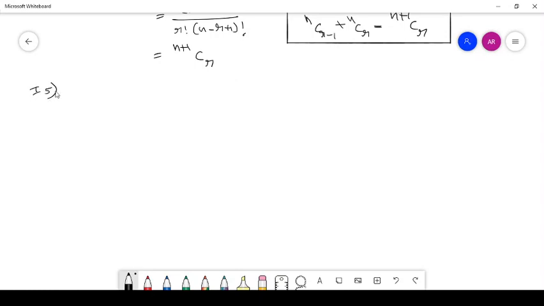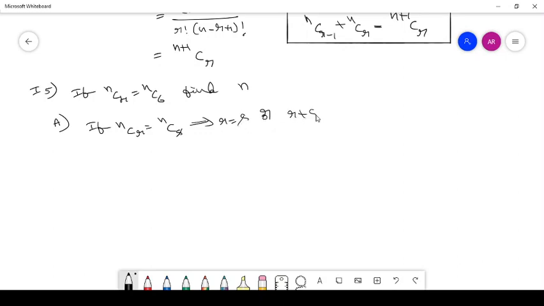First problem, the fifth one. If nC4 is equal to nC6, find n. We know that if nCr is equal to nCs, then r is equal to s, or r plus s is equal to n. We have learned this. We can use either r is equal to s or r plus s is equal to n.